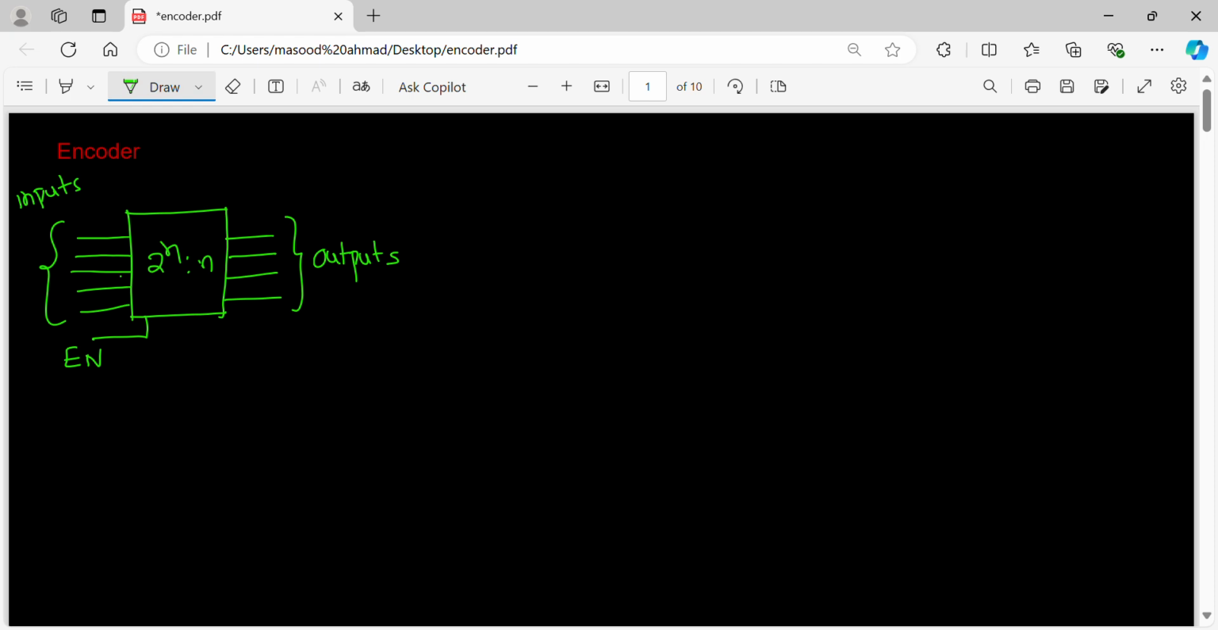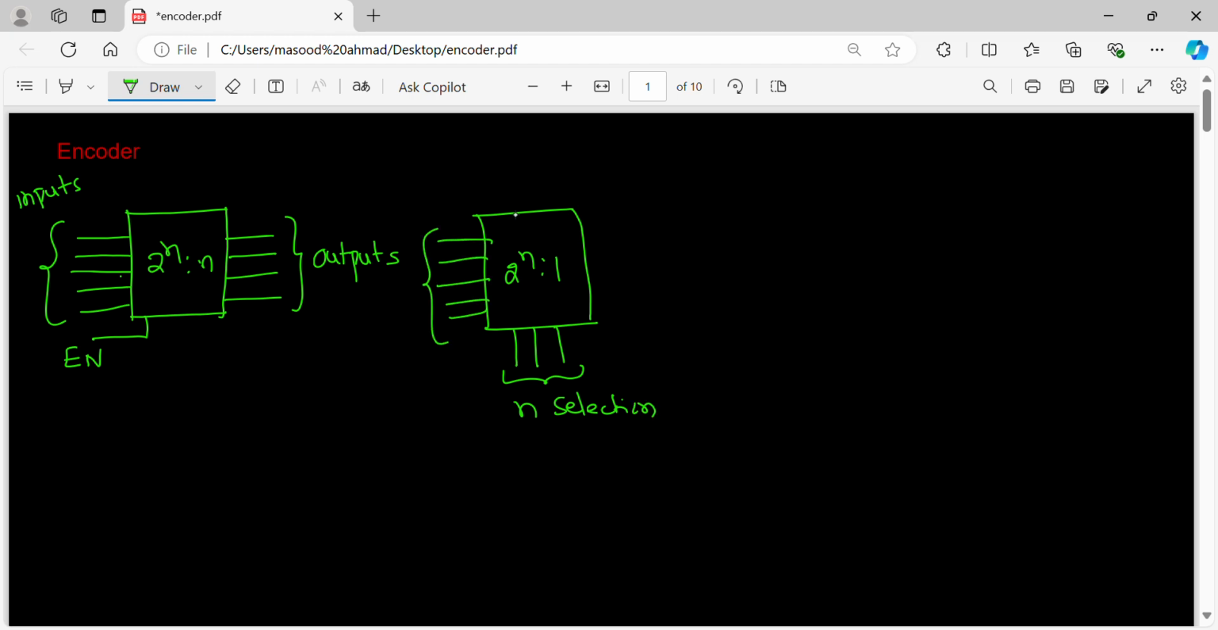Fine. Now, if you look at the multiplexer, we'll try to understand that. What is there in the multiplexer, as we have studied: 2 power n input lines, 1 output line, and n selection lines. These are the input lines for your mux. This is your encoder.